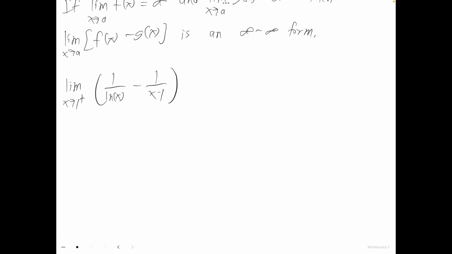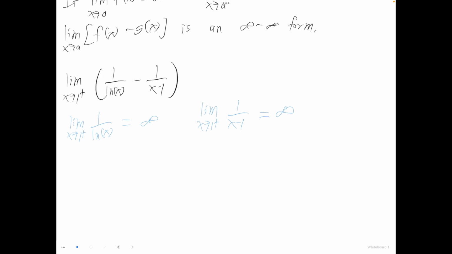So just checking that this actually is an infinity minus infinity form, we check the limit as x goes to 1 from the right of 1 over ln of x. Well, ln of x as x goes to 1 from the right goes to 0. So this is going to be like 1 over something really small. So this does go to infinity. The limit as x goes to 1 from the right of 1 over x minus 1 also goes to infinity. So this is an infinity minus infinity form. And so the way we deal with it is we're going to combine it into one expression. So we're going to get a common denominator and then go from there.